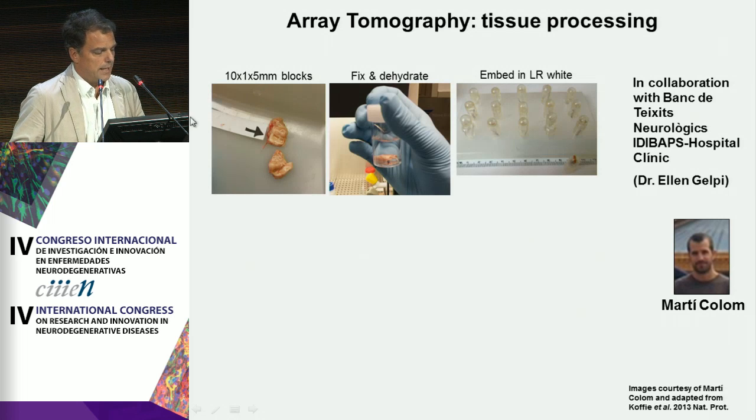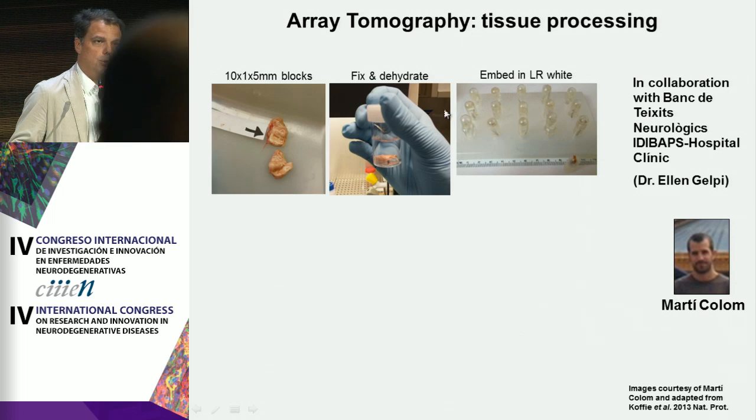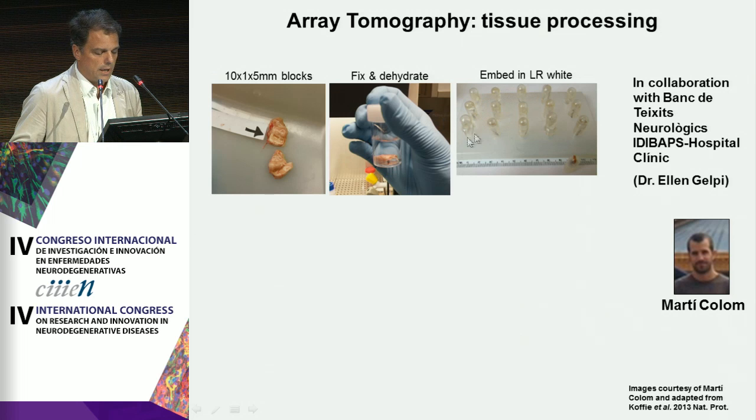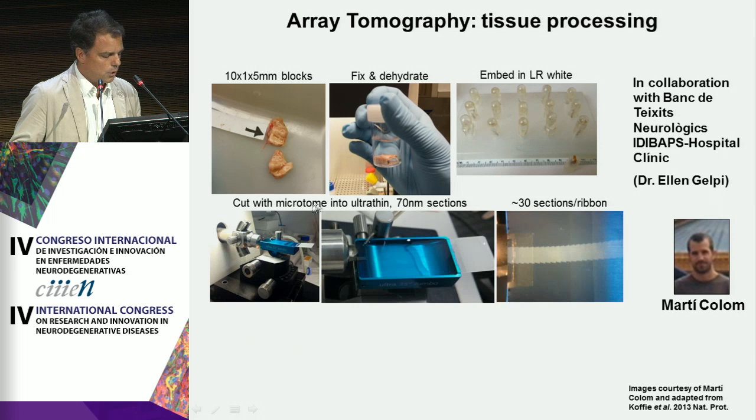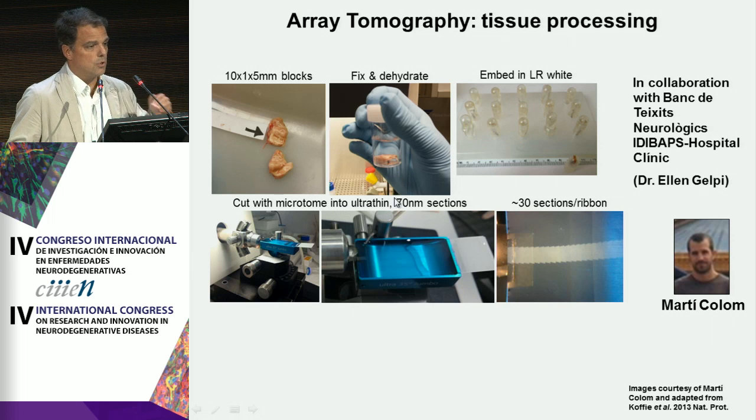You cut the fresh tissue into very small blocks. You fix it, dehydrate it, and then embed it in a synthetic resin called LR White, which is similar to what you use for electron microscopy. You get different blocks from different regions of the brain. Then you use an ultramicrotome to cut ultra-thin sections of 70 nanometers. You need to use a diamond knife to cut these sections because they are extremely thin.